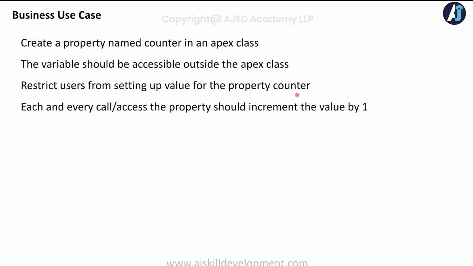Here comes the business logic. How to set the value for the counter? The business requirement is that each and every time users are trying to access this particular property, we have to increment the value by 1. First time you call the counter property, it will return a value of 1. Second time, it will return the value of 2. Third time, it should return 3. This is the business expectation.